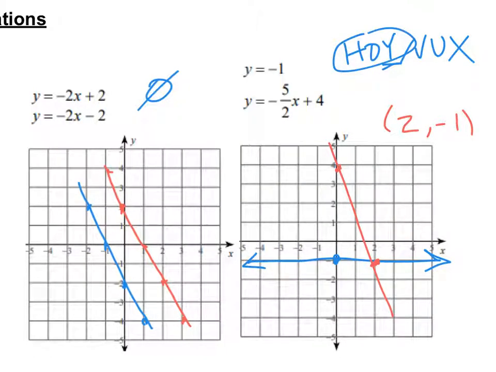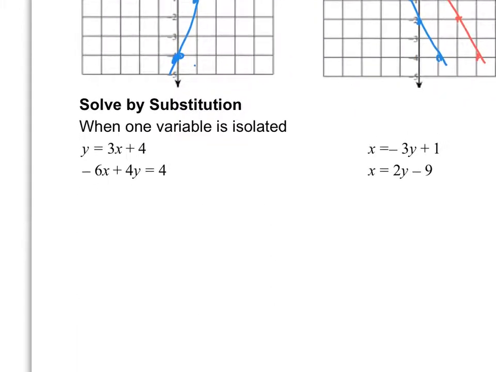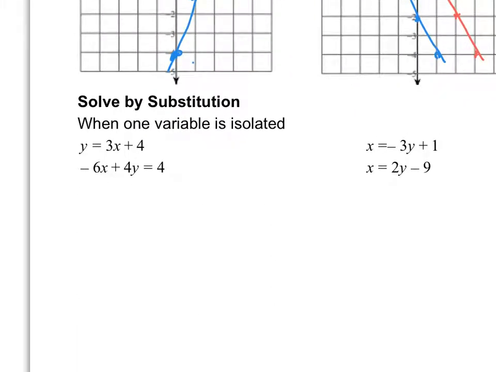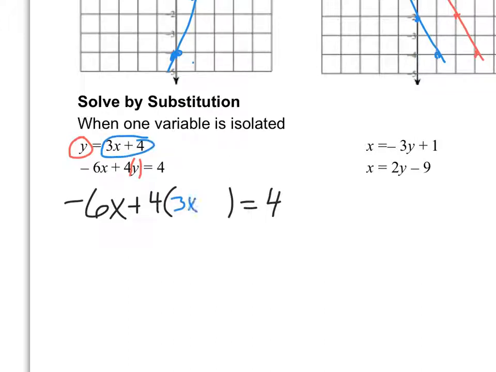So that was our first way of solving equations. The next way was solving by substitution, and I want to use substitution when one of my variables is isolated. That means it's alone. So in the first example, I have y by itself. So I'm going to put parentheses around y in the other equation and copy it down. So -6x plus parentheses and leave a nice space equals 4. And what I substitute in is what y was equal to, which is 3x plus 4.